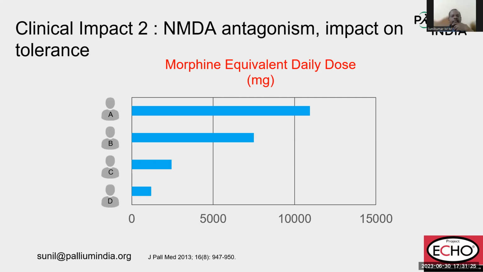And this is the impact due to the NMDA antagonistic action of methadone. You can see here four patients, and on the x-axis is the morphine equivalent dose that each patient is taking. They are on opioids. When those opioids are converted into morphine, one of them is taking about 1000 milligram, another 2000 milligram, then patient B is taking about 8000 milligram, and patient A is taking about 12,000 milligram of morphine. So why are these patients taking such a high amount of morphine equivalents?